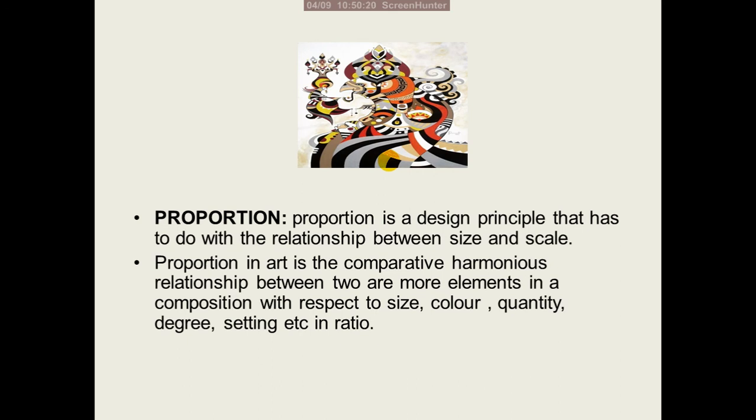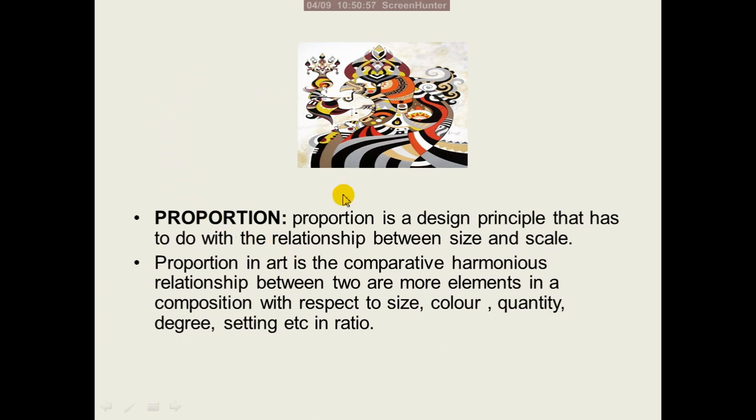Here, proportion. Proportion means a size relationship between objects. Proportion is a design principle that has to do with the relationship between size and scale. The proportion in art is the comparative, harmonious relationship between two or more elements in a composition with respect to size, color, quantity, degree, setting, etc. and ratio. Generally we use this word in art anatomy classes, art classes and photography, in all the areas we use the word proportion.